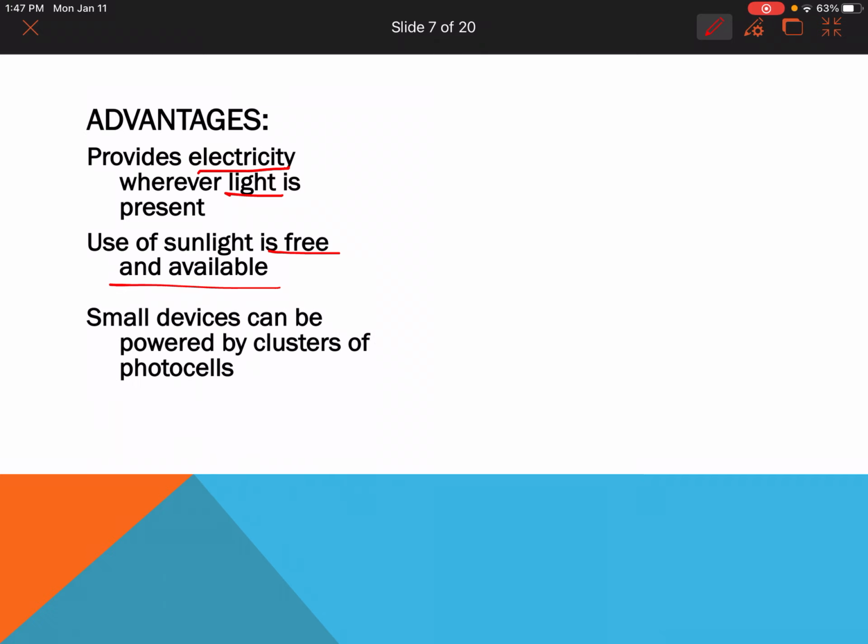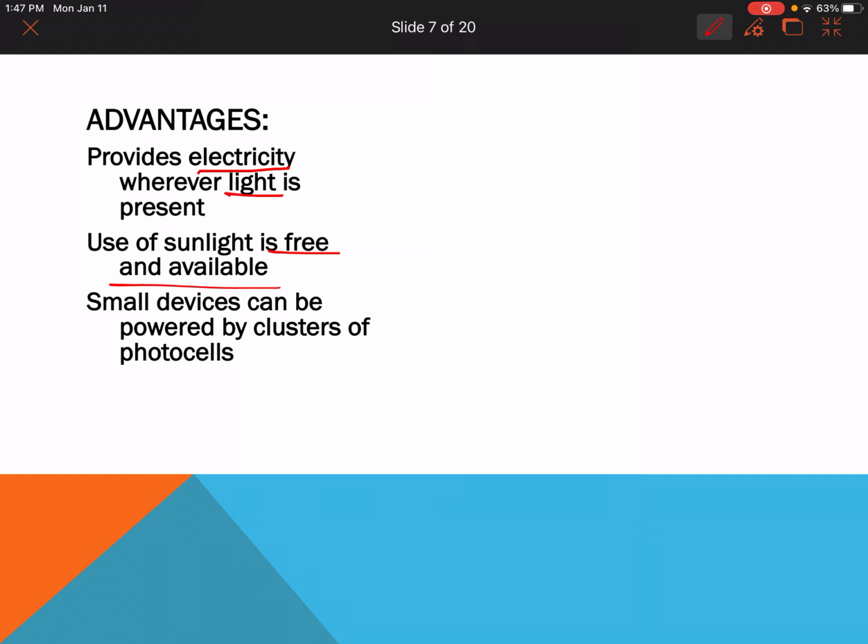Sunlight is free. Small devices can be powered by clusters of photocells strung together, and spacecraft actually use panels of photocells. If you see images of spacecraft, they've all got solar panels on them.